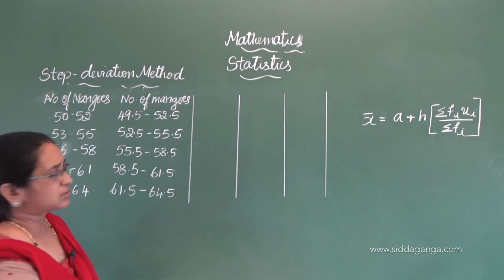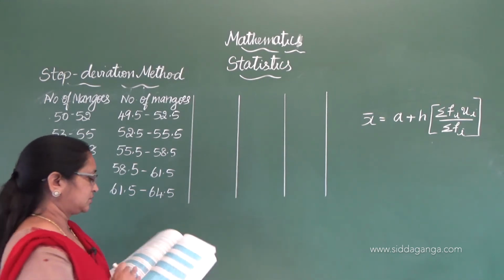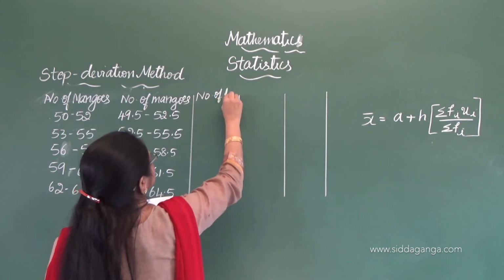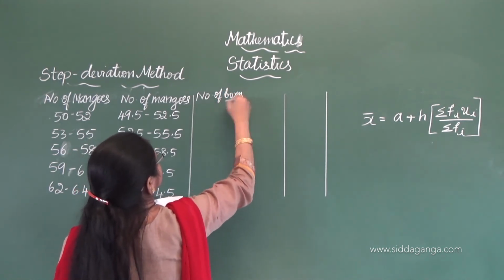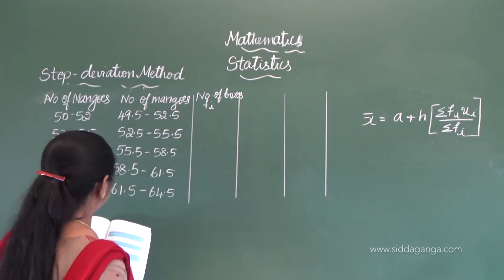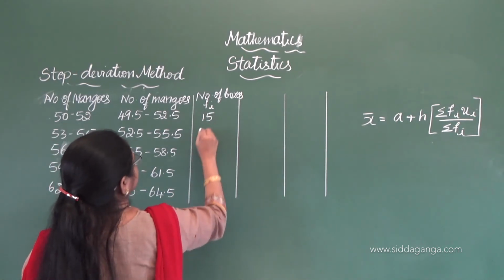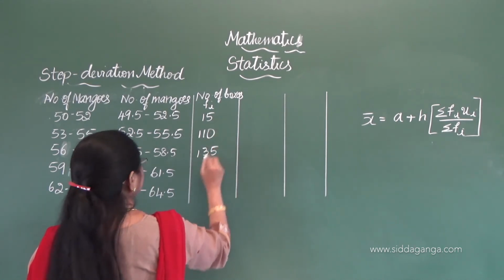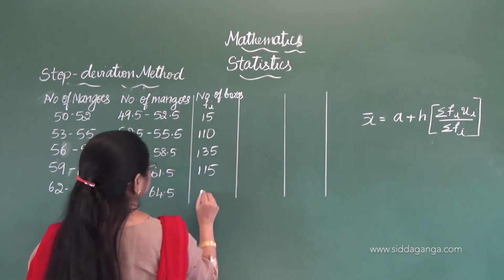So here the number of boxes, that is Fi, number of boxes Fi: 15, 110, 135, 115, 25.